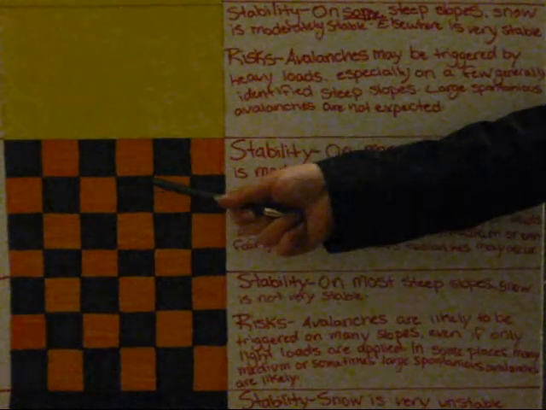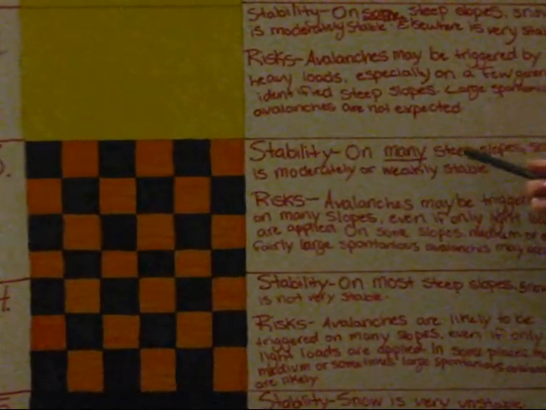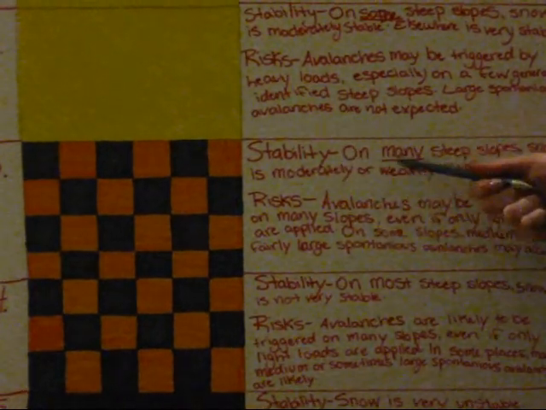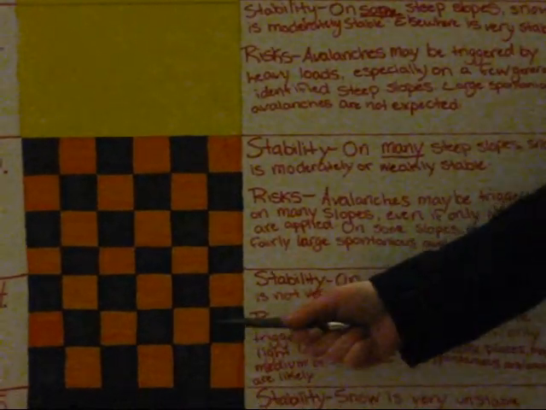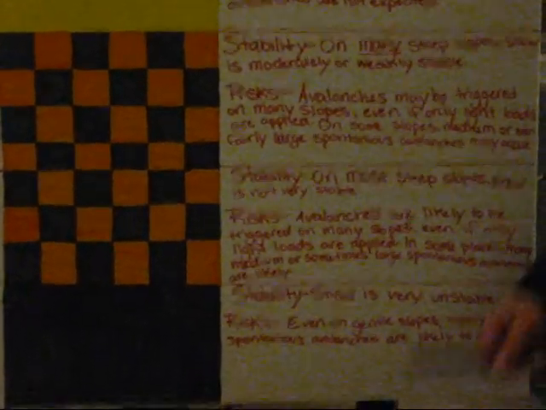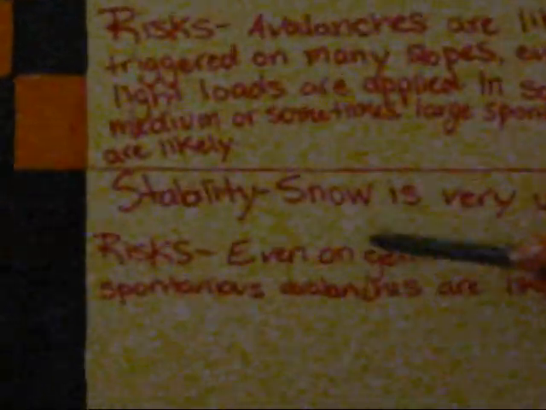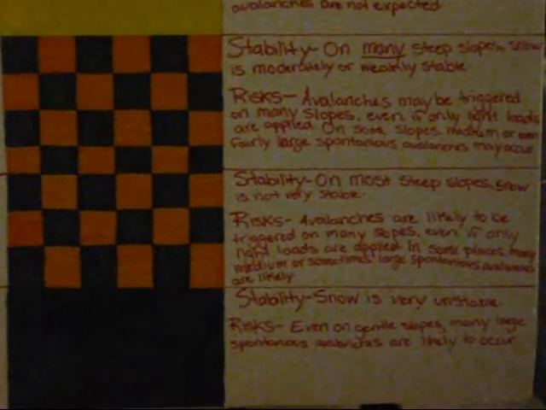The first, number 3, stability on many steep slopes, snow is moderately or weakly stable. And the fourth warning, stability on most steep slopes, snow is not very stable. And the last one, the final black flag, snow is very unstable. Even on gentle slopes, many large, spontaneous avalanches are likely to occur.